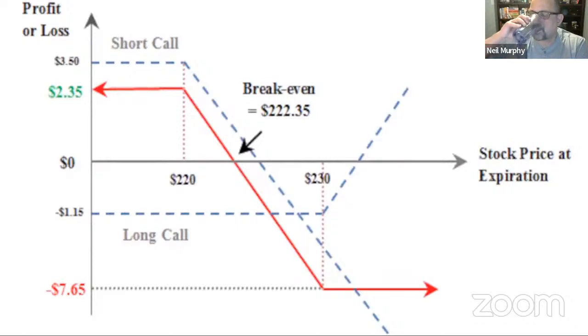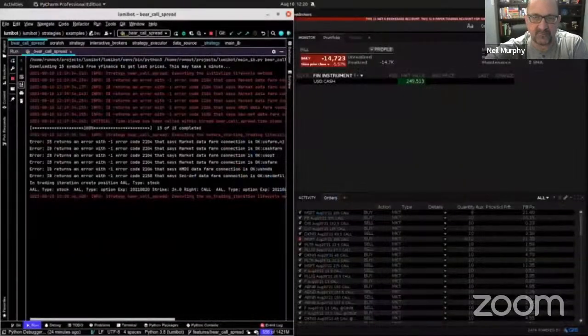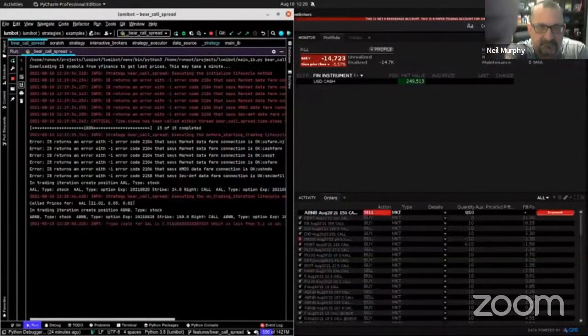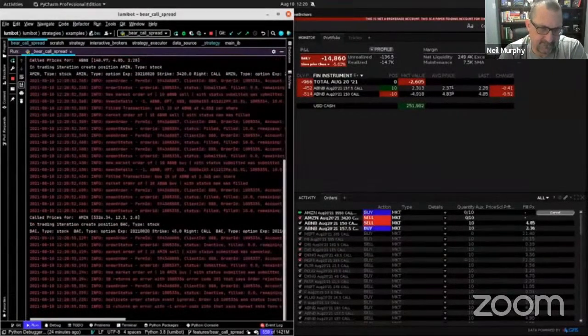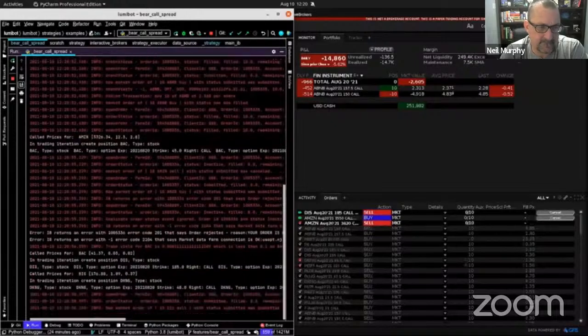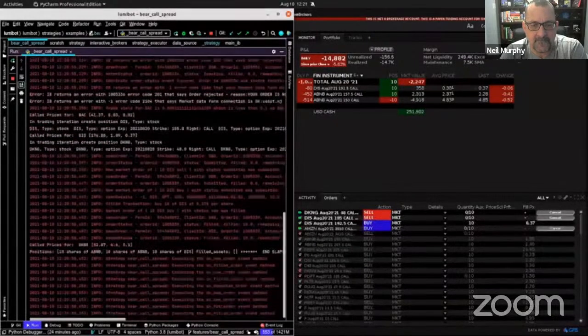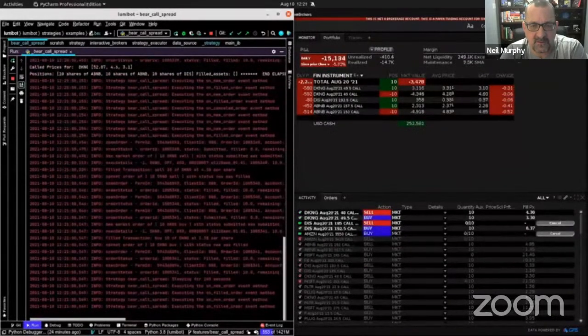Now I'm going to show you Lumibot. I've written this up in code, and Lumibot's going to trade a number of securities on the bear call spread. On the left side, you're going to see the log outputs to screen of Lumibot trading. On the right-hand side, you have Trader Workstation. You can see the securities popping up as the orders are placed. When it settles down for a second, we're going to have a look at one of these. I guess we could look at Airbnb right now.